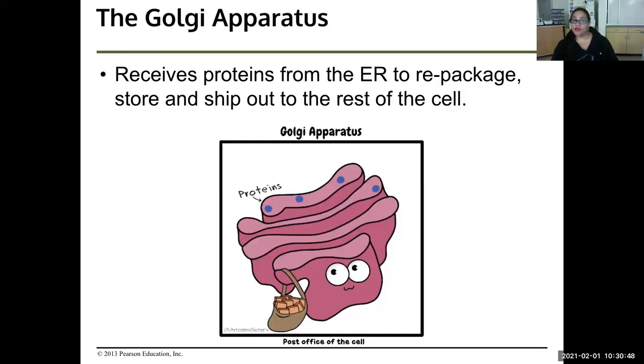The Golgi apparatus receives proteins from the ER to repackage, store, and ship out to the rest of the cell. So they call it the post office or the UPS or the FedEx of the cell. And you can see in the little cartoon, proteins come in, they get packaged up, and then they get shipped out.